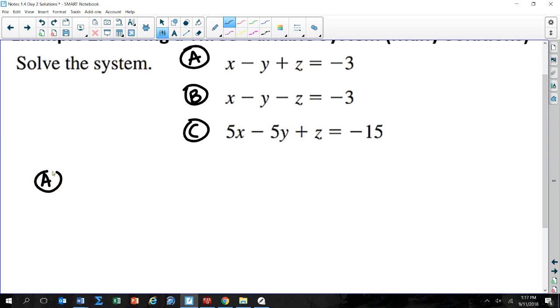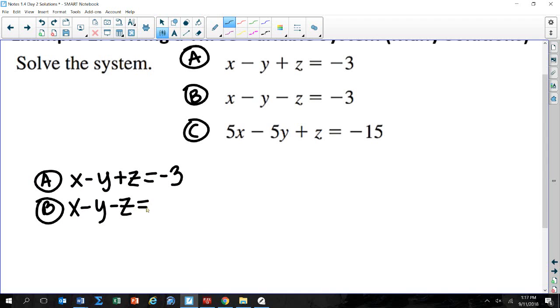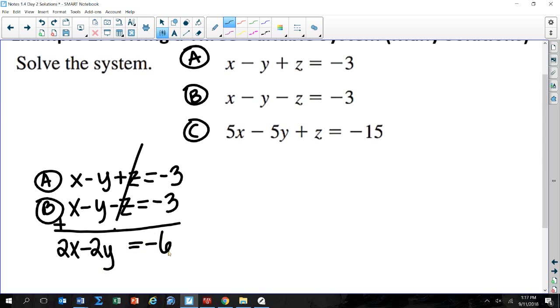A and B, we don't even have to do anything to adjust them, right? A is x minus y plus z equals negative 3. And B is x minus y minus z equals negative 3. Is that right? Did I copy that down right? Yeah. Okay, thanks. All right, add them together. Here we'll get 2x minus 2y plus z minus z, goodbye, equals negative 6 when you add them together, right? Okay, so now let's do B and C.